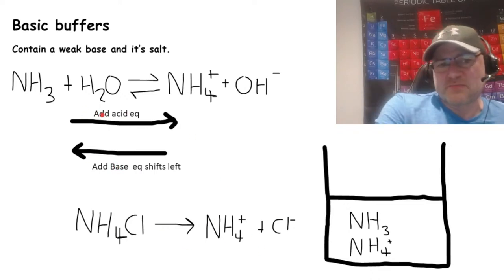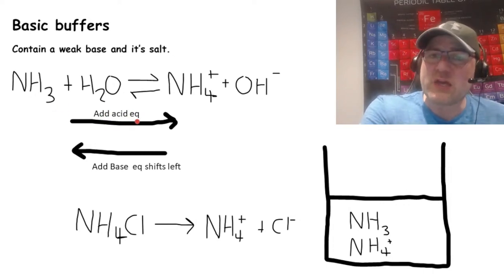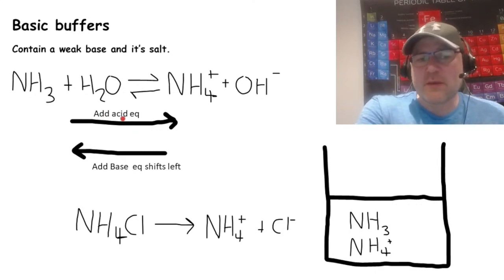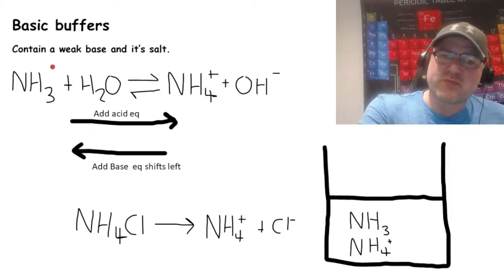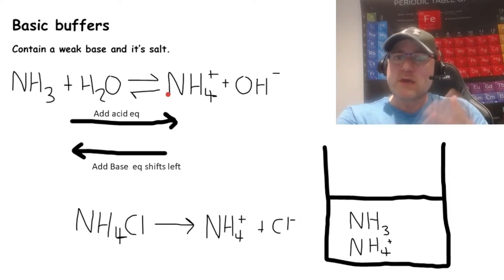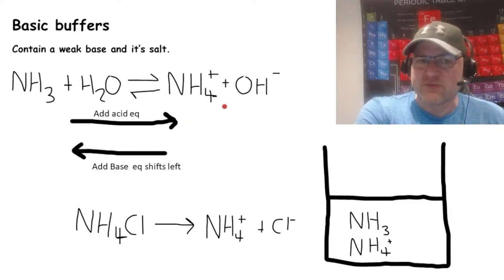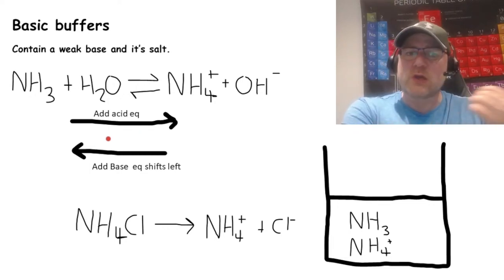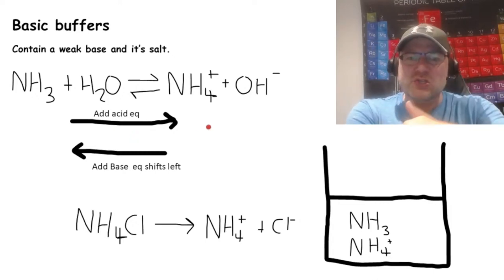Okay, and this is just a little explanation here. This is saying if someone adds an acid, the EQ, what do I mean by EQ? I mean the equilibrium. So if someone adds an acid, the equilibrium will shift to the right. Why will it shift to the right? Because these NH3 molecules will absorb the hydrogen ions and become ammonium. So therefore, the concentration of ammonium ions will go up, and so the equilibrium will shift to the right. In our explanations of how buffers work, we can also use this terminology from Le Chatelier's principle to explain a shift to the right or left.